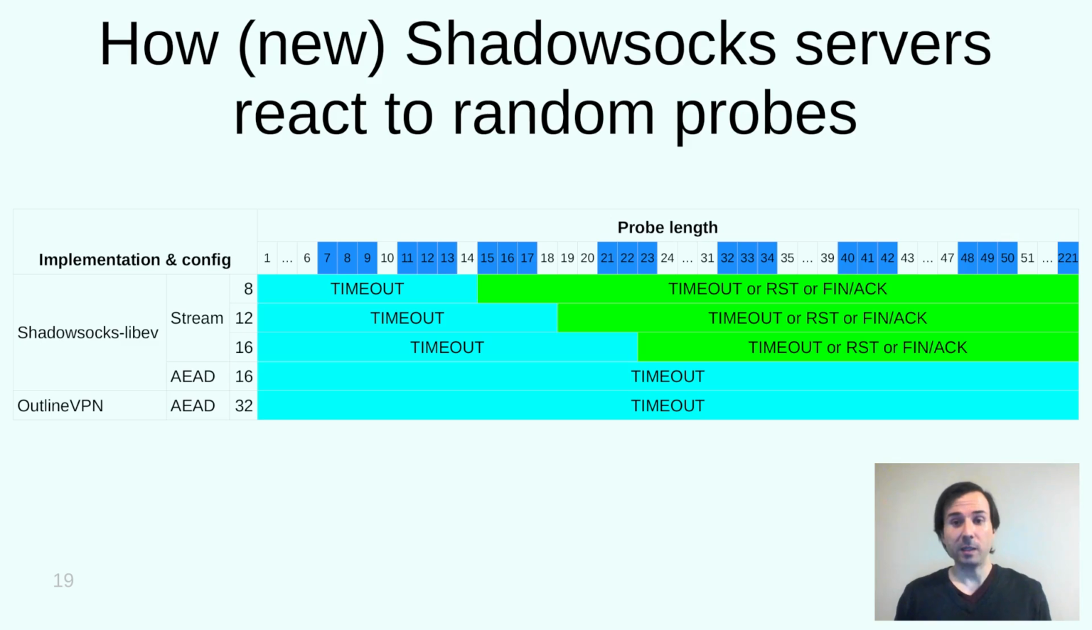Now, I don't want to get into the details, but the AEAD is the newer, currently recommended version of the Shadowsocks protocol. And you can see in this version, in these 2 implementations at least, the server always times out, no matter the length of the unauthenticated probe. In this older, deprecated stream version of the protocol, for compatibility reasons, it's not possible to completely eliminate that distinction, but they have done it as far as is possible.